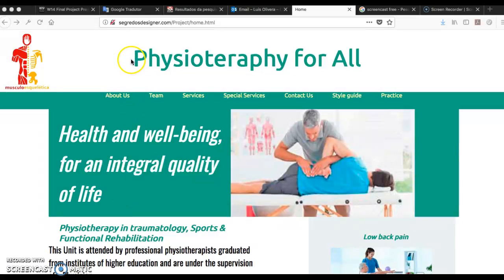My site is Physiotherapy for All. This site is a special site that offers physiotherapy service, but at a clinic at home, to post-operative patients, patients with sequelae of stroke, accidents, etc. What is the target of this site?